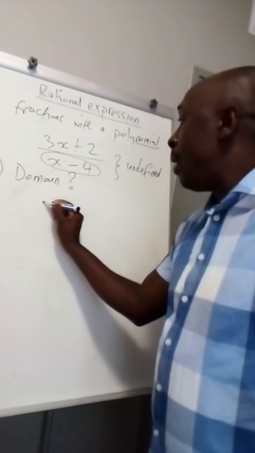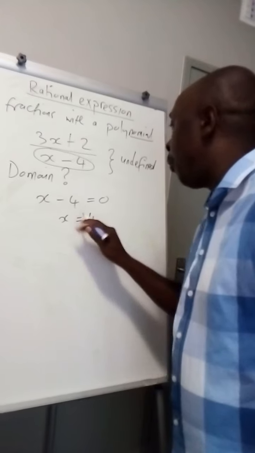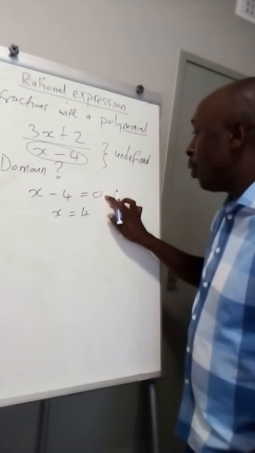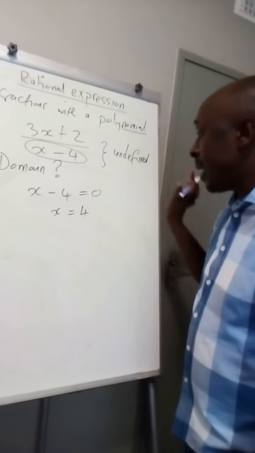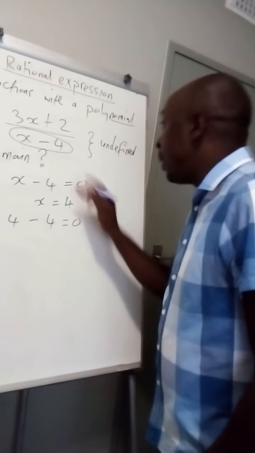We just do a simple workout like this. Say x minus 4, that's the denominator, we equate it to 0. So x is equal to 4, because we take 4 to the other side, then it becomes 0 plus 4, which is equal to 4. Let's try to prove it. If x is equal to 4, then 4 minus 4 means this denominator will equal 0.